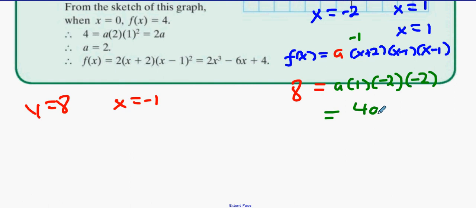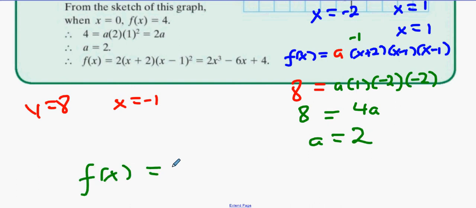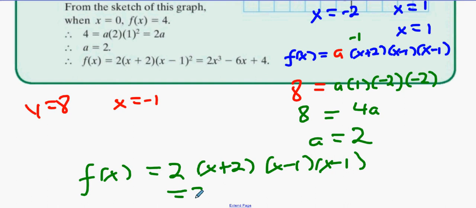You get 4a. 4a equals 8. a therefore must be 2. Therefore our function is 2 times (x plus 2)(x minus 1)(x minus 1), which can also be written as 2 times (x plus 2)(x minus 1) squared.